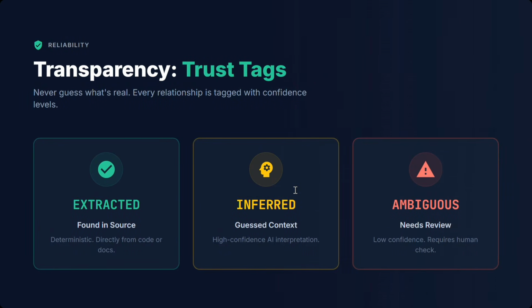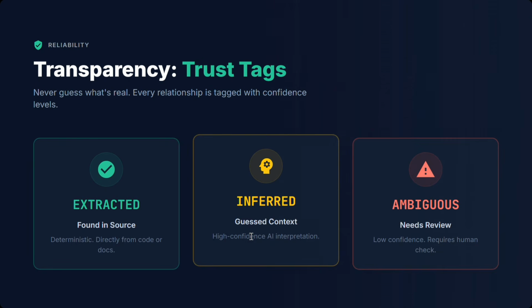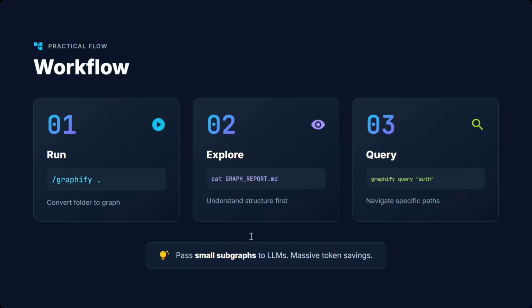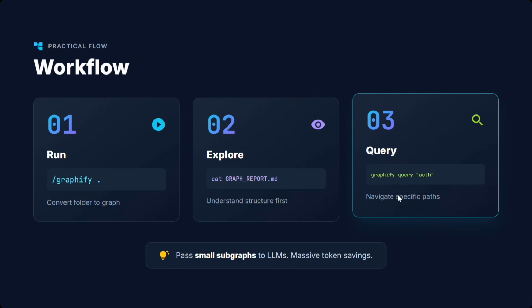Transparency, trust tags: extracted, found in source; inferred, guessed context. So there are certain things that have very high relatability, so that would be taken as a fact also. Never guess what's real. Every relationship is tagged with a confidence level. So if it is able to determine there is a relationship between two entities, it will provide a confidence level. Then ambiguous, needs review. Workflow, I think: run Graphify, explore the report, and then run a query, graphify query auth, to navigate specific paths.